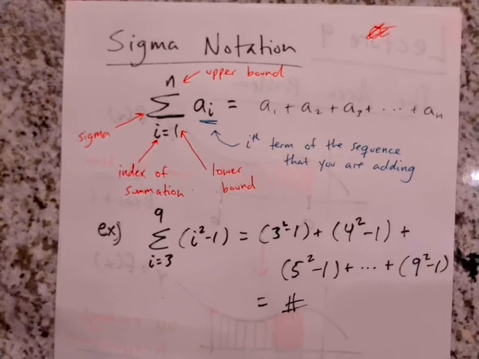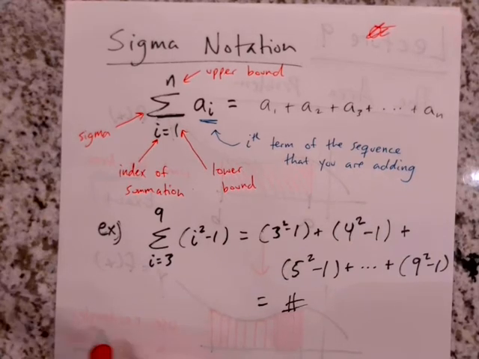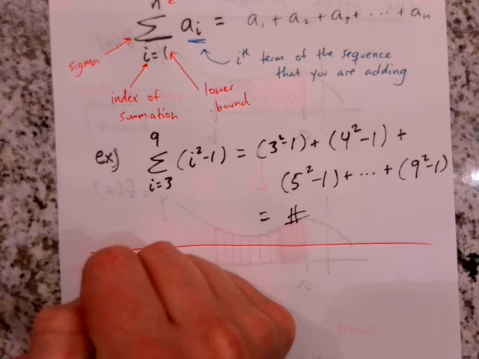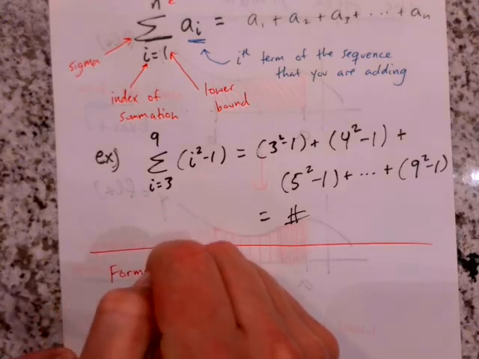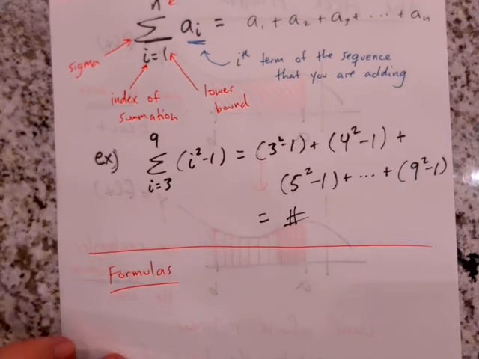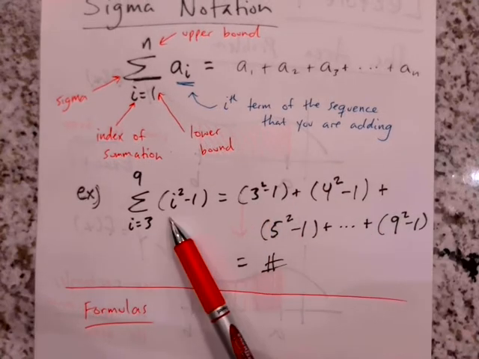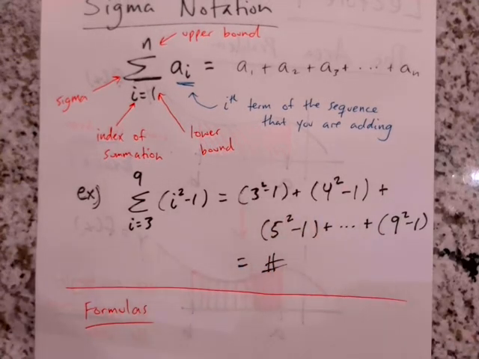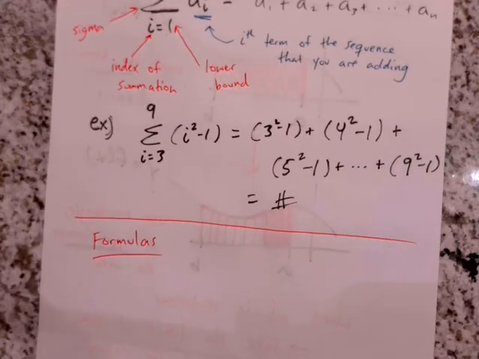For us in this class, it will be unusual for us to ever start from anything besides 1. Sometimes we'll start from 0, but those are pretty much our only two options. So now let's do some formulas for sigma notation. Because eventually we're going to use sigma notation to approximate the area of our two-dimensional regions, so we need to have some formulas to do those evaluations.